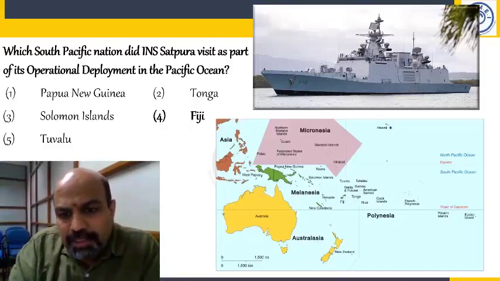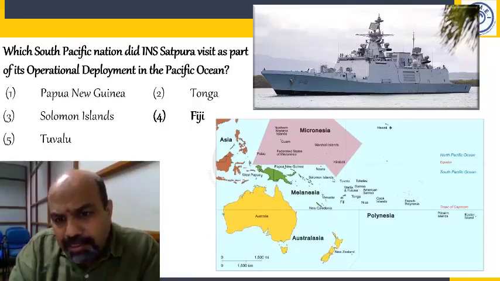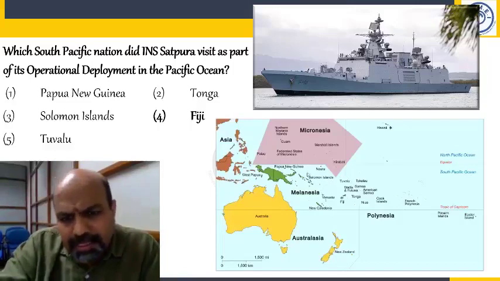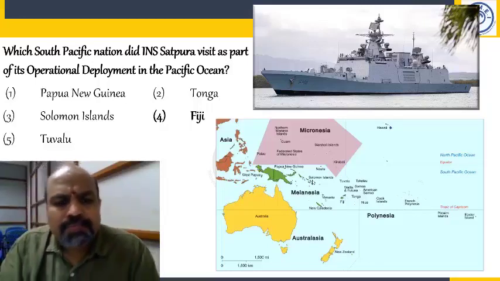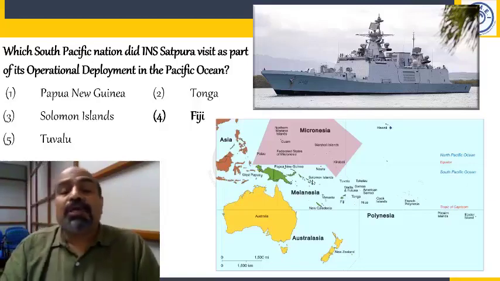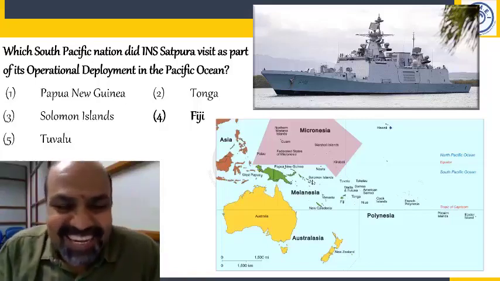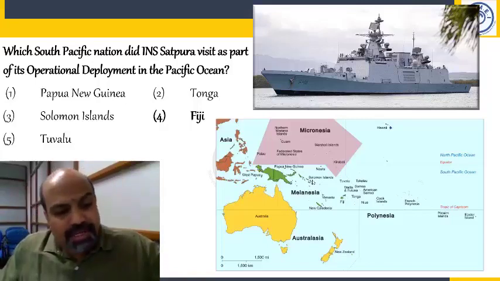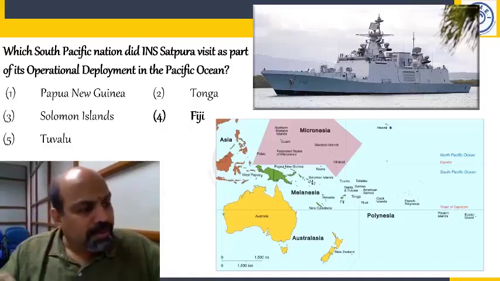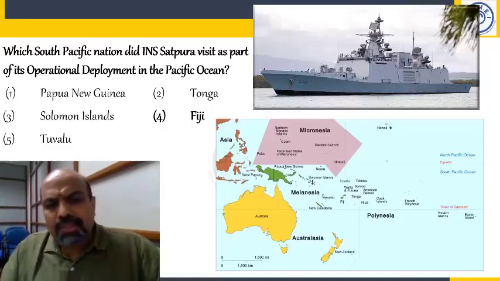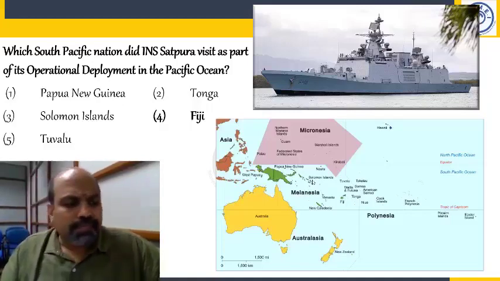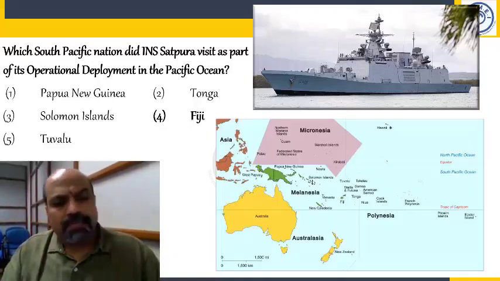Okay. Then Solomon Islands. These are Solomon Islands here. Very tiny group of islands, okay? This entire stretch. Solomon Islands. The capital is Honiara. Honiara. The capital is Honiara. I think I mentioned this a while ago. Honiara.